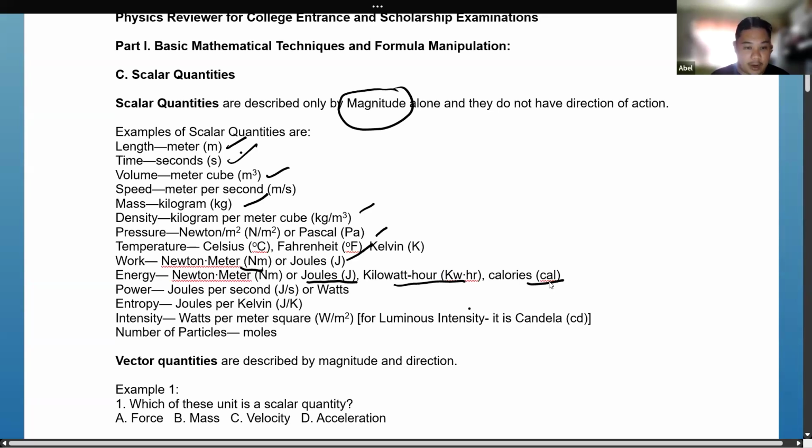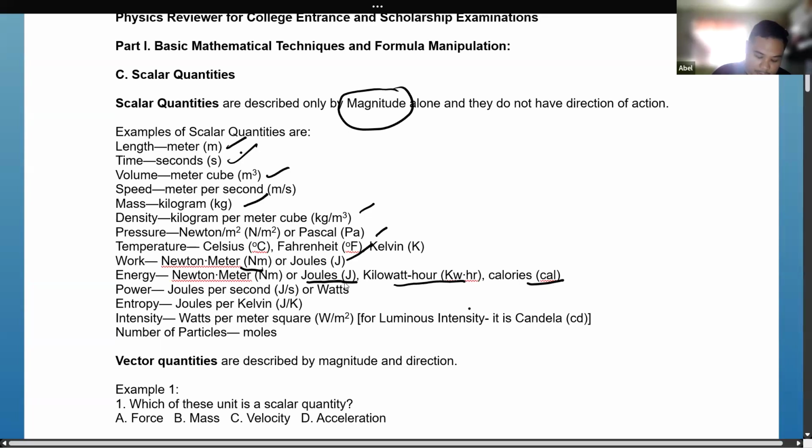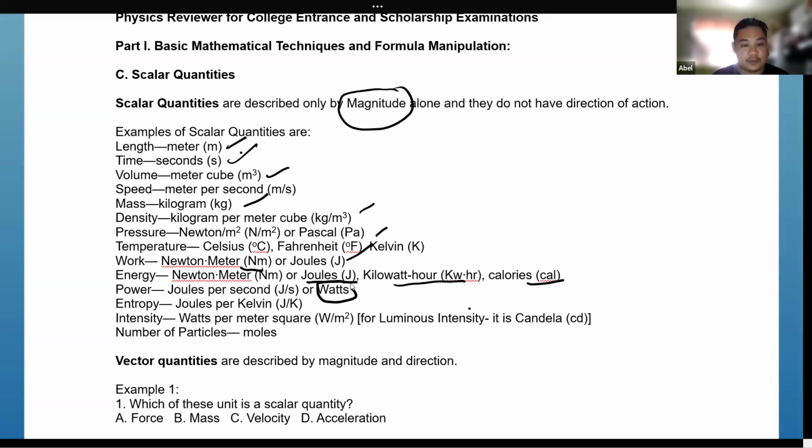We also have the power, which is joules per second, or power known as watts. We also have entropy, which is joules per Kelvin, intensity, which is watts per meter square, and also for light intensity, we have the candela, and we have the number of particles, which is moles. So take note, all of these are scalar quantities because we don't need direction for that.